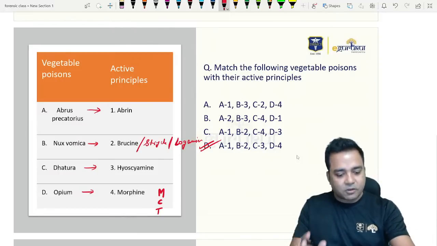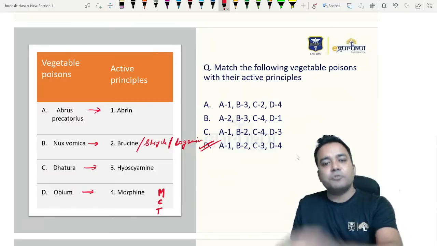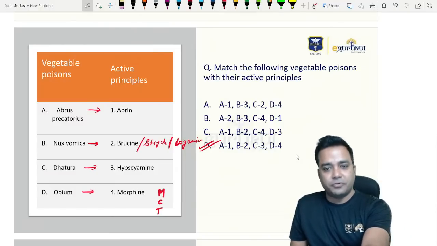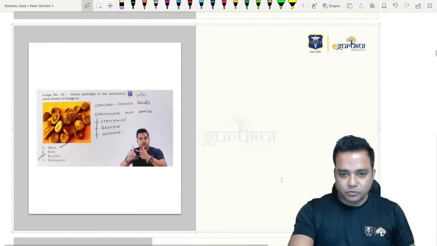Till here, all the questions were simple questions from the subject of FMT, and it was a very good thing from a student point of view. All the questions were solvable questions. Let us move on to the next one.